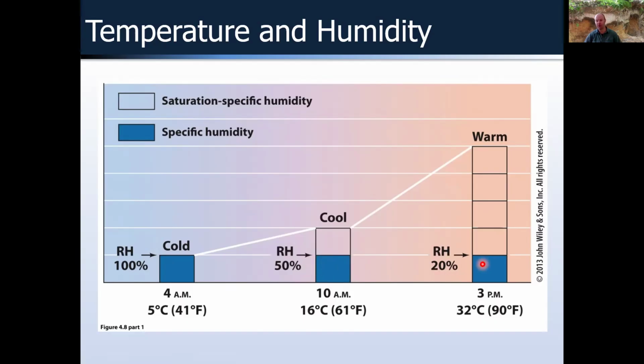Flash forward even further, it gets warmer, and warm air can hold exponentially more moisture than cold air. We haven't changed the exact quantity, the specific humidity. However, our air parcel can now hold several times more moisture than when it was at 40 degrees. And so now it goes down and down and down, and our relative humidity decreases until this point.